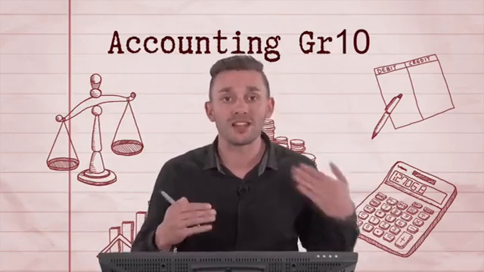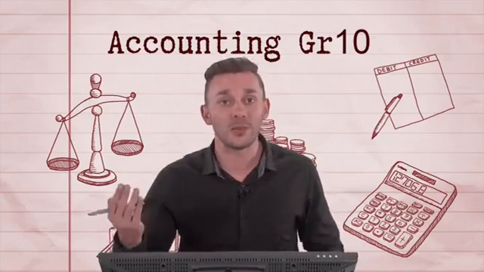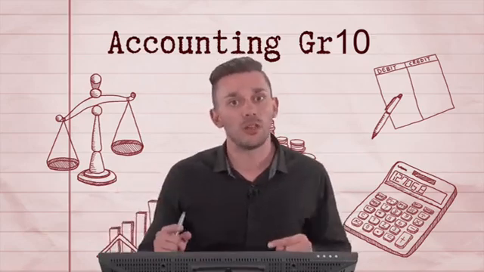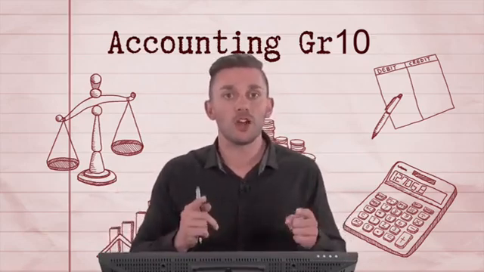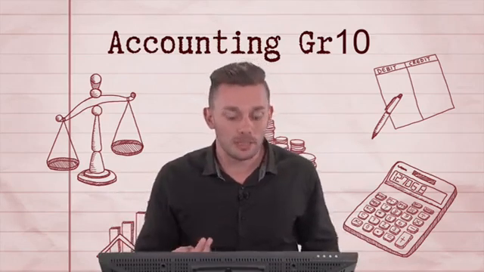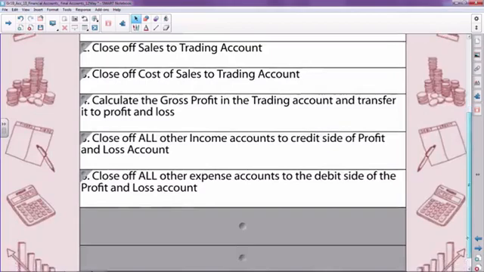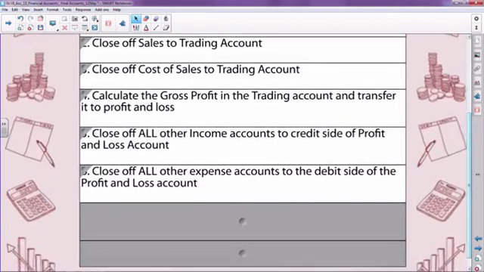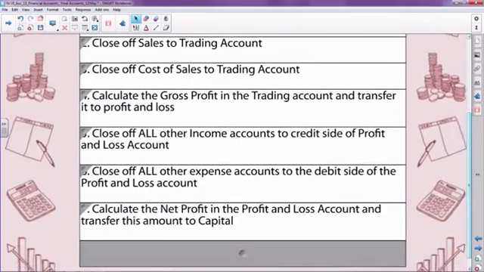Now guys, hopefully you still know what type of expenses I have, what incomes I have, and distinguish between them. I can give you one column and you need to go and see what are my income, what are my expenses. Now, after all your income and expenses are taken to your profit and loss, you need to go and calculate your net profit. That's step number 7.